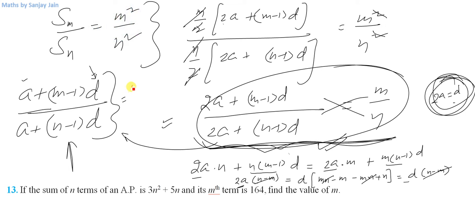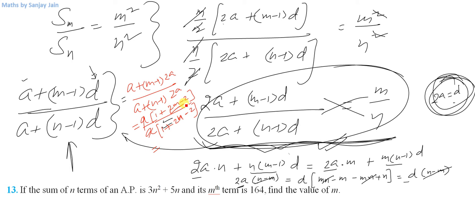If I do that, I'll have a plus m minus 1 into 2a in the numerator, and in the denominator a plus n minus 1 into 2a. You see, in the numerator and denominator I can take a outside. So if you take a common from the numerator, you will have 1 plus 2m minus 2 divided by 1 plus 2n minus 2. So a will get cancelled.